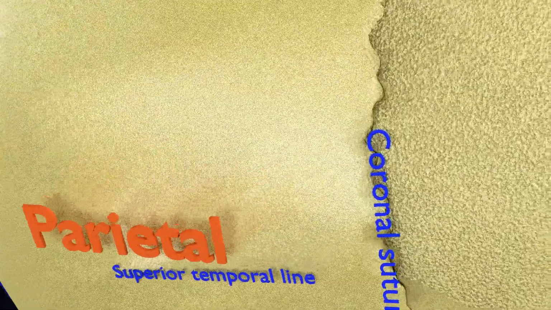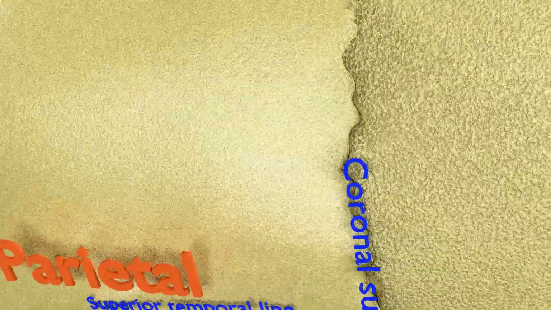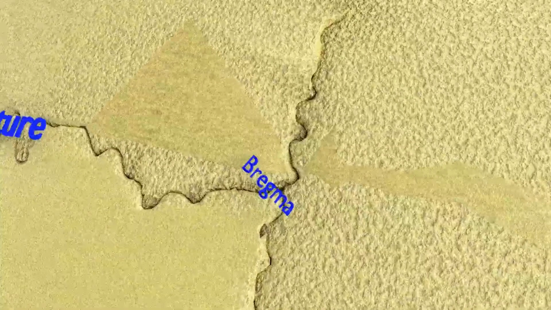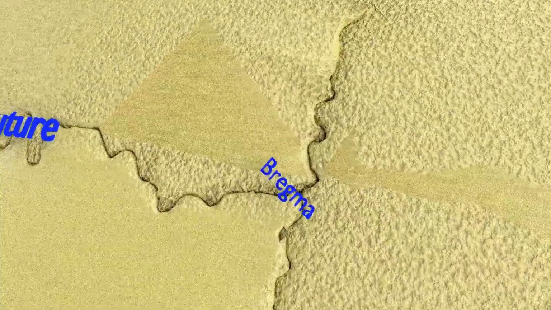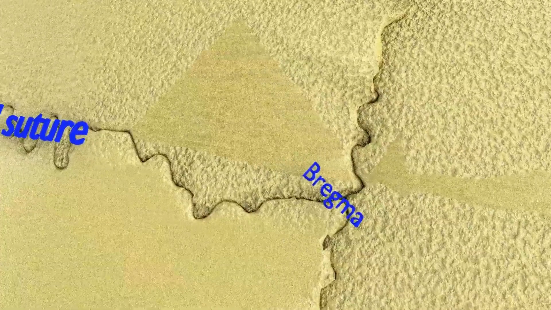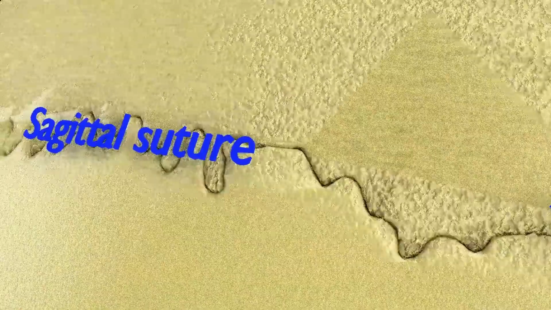Skull bones are united mainly by sutures. Have a look at the coronal suture, which lies in the coronal plane. It is present between frontal and two parietal bones. This is the anterior fontanelle, which is also known as bregma. Bregma persists until approximately 18 to 24 months after birth and is meeting point of coronal and sagittal suture. Between two parietal bones, you can appreciate sagittal suture.